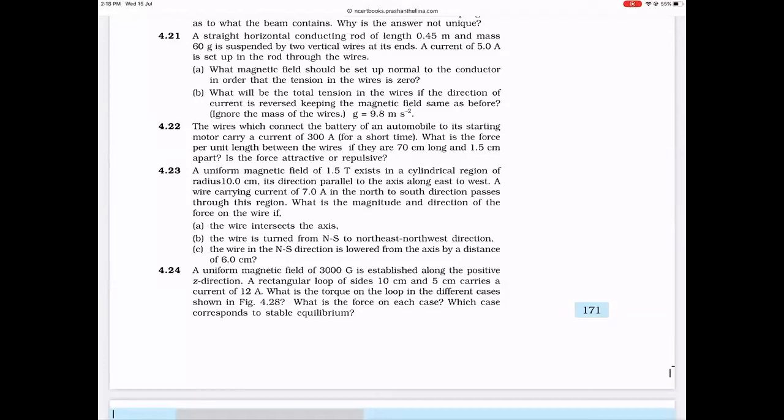4.21 is very simple. Oh, so Nilan is working with a guide. That's why it's easy.